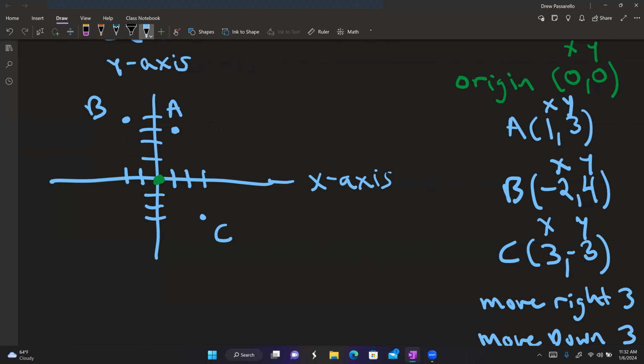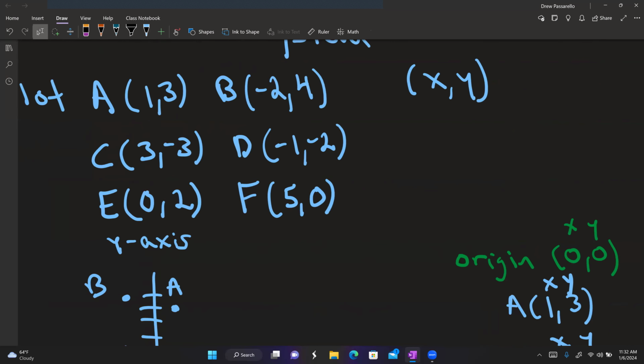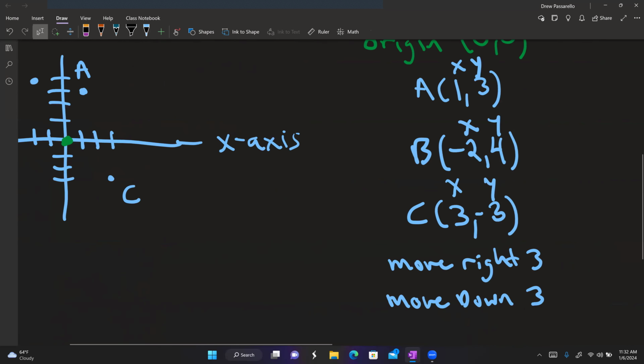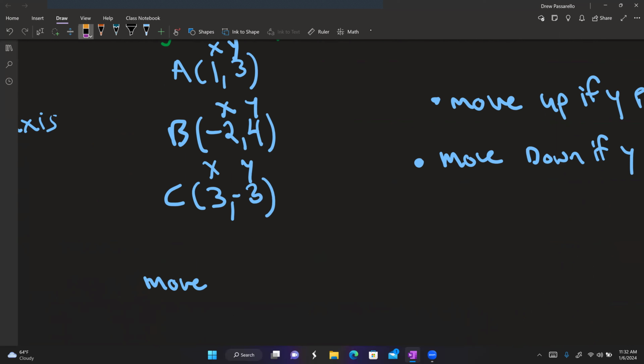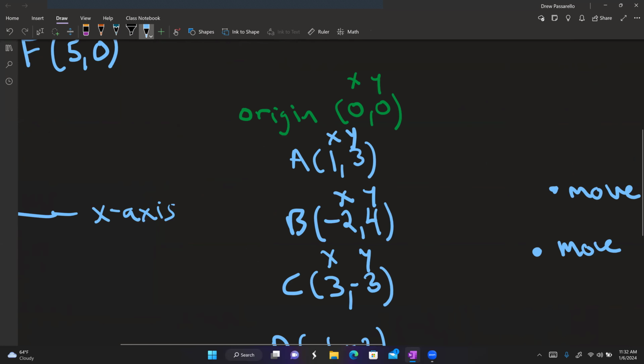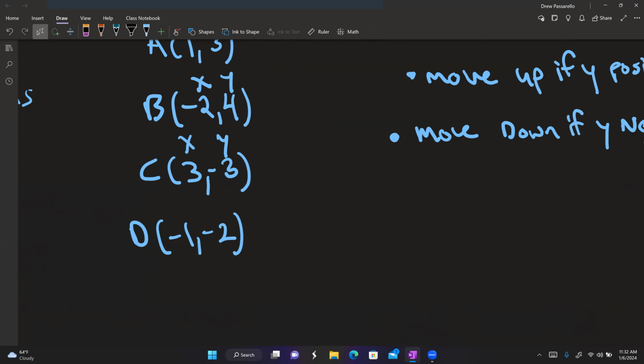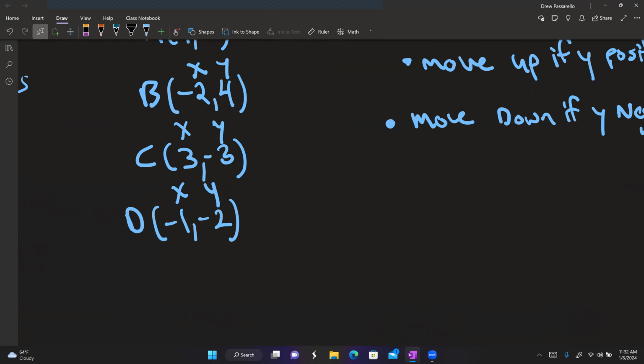All right, and now point D. Point D is negative 1, negative 2. Let me double check. Yeah, -1, -2. So the x component is -1, the y component is -2. Because x is negative, I'm going to move left 1. And because y is negative, I'm going to move down 2.